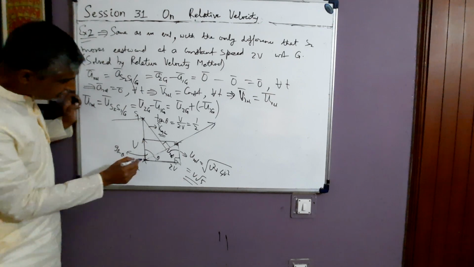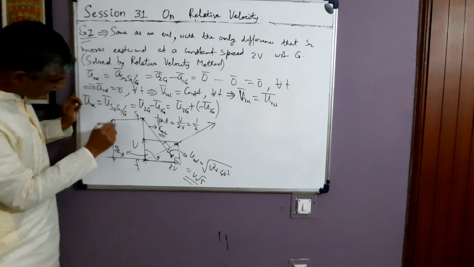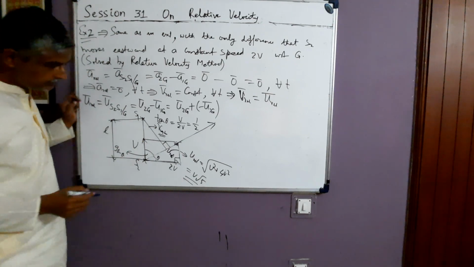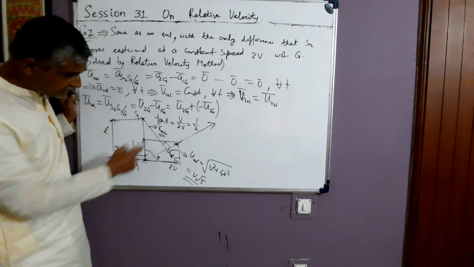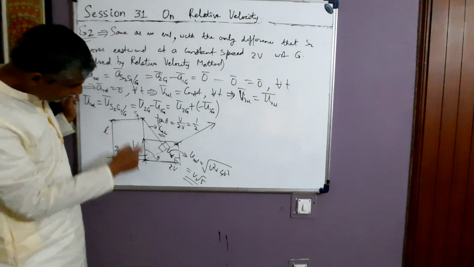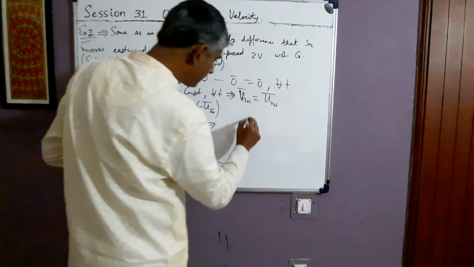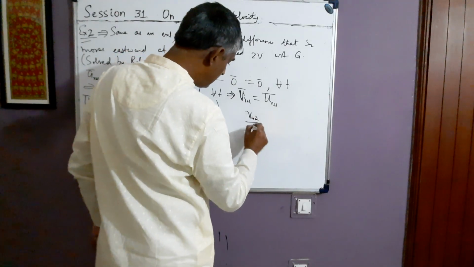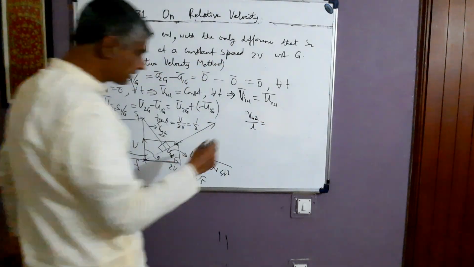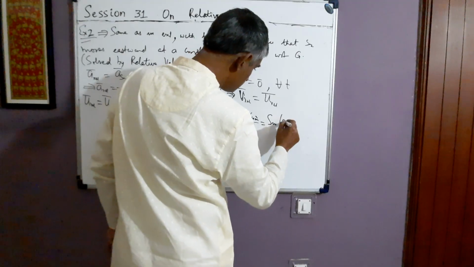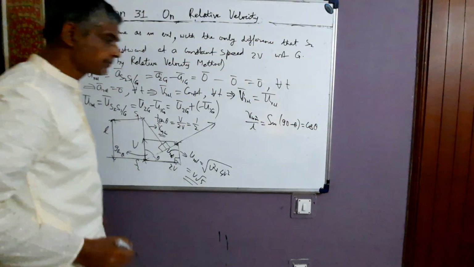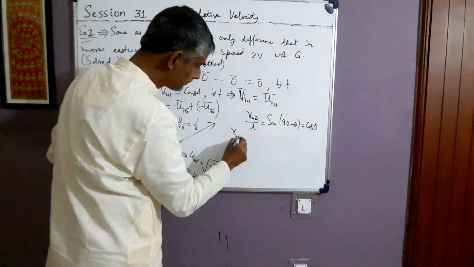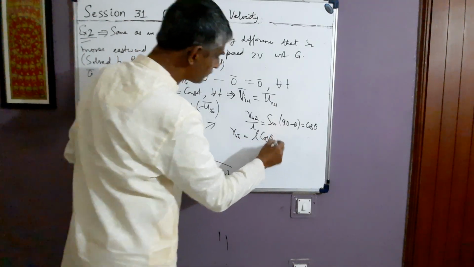Now this distance is given to be L. Fine. So this is theta, and this is 90 minus theta. R min by L equals sin of 90 minus theta. Right angle triangle, this is the hypotenuse and these are the two sides. So R minimum by L equals sin of 90 minus theta, that is equal to cos theta. So R minimum is equal to L cos theta.